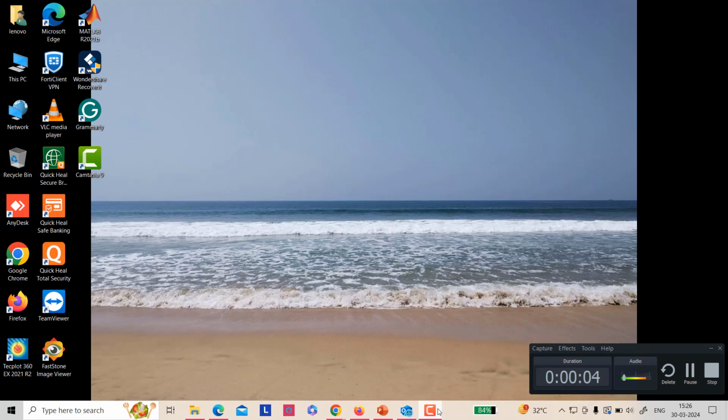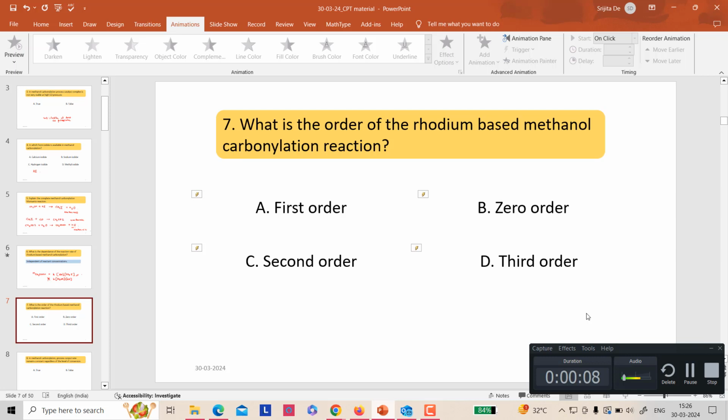Hello, am I audible? Yeah. There is a connection mistake, that is why I have to restart it.